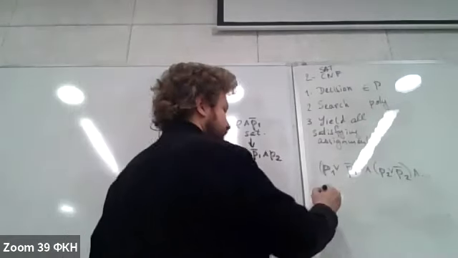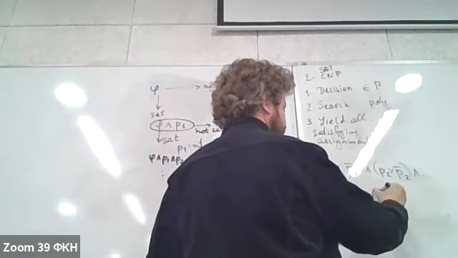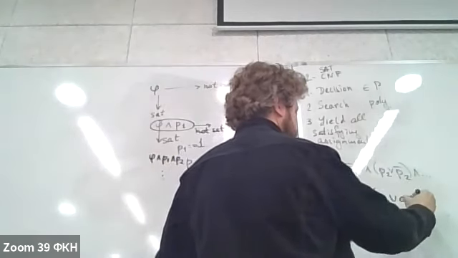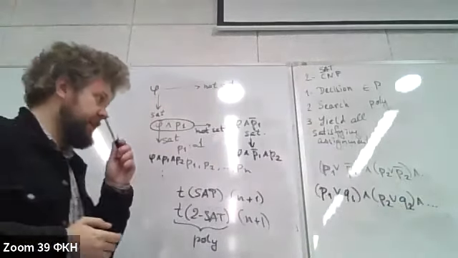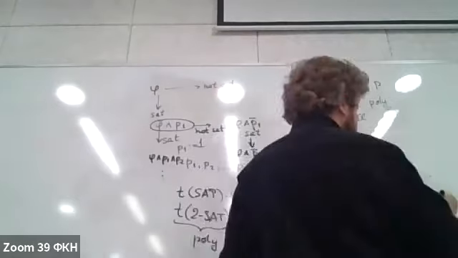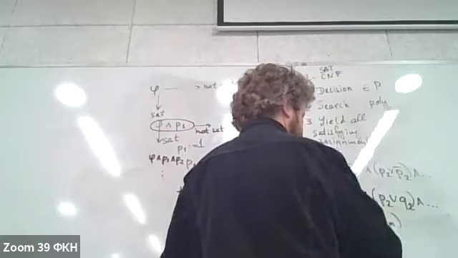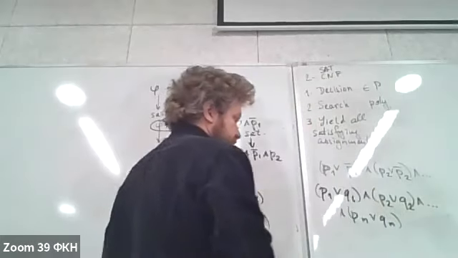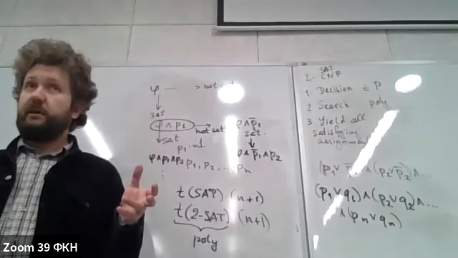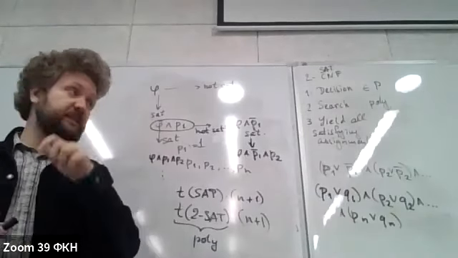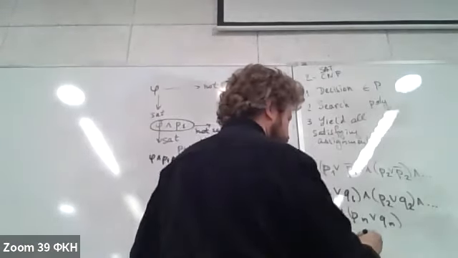I don't know, like P1 or Q1, and P2 or Q2, etc. So in the end you will have something like Pn or Qn. So you will have 2n variables. And what is the number of satisfying assignments? Well, I won't count it thoroughly, but it is greater or equal than 2 to the power of n.